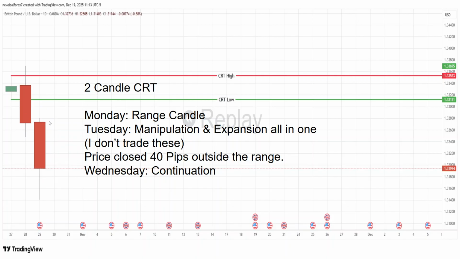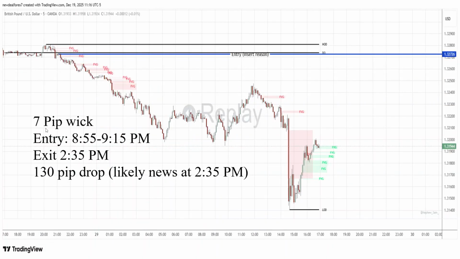So now for this expansion candle, this is our trading day right here. I do not trade these models. I only trade this when it comes to the 2 candle. I used to try, but it's not for me. Okay, so I like continuations if I take these 2-candle setups. So here it is. It's only a 7-pip wick. The best entry was between 8:55 and 9:15 p.m. Okay, the night before. The best exit would have been 2:35 p.m. the next day. So this would have been a real long hold.